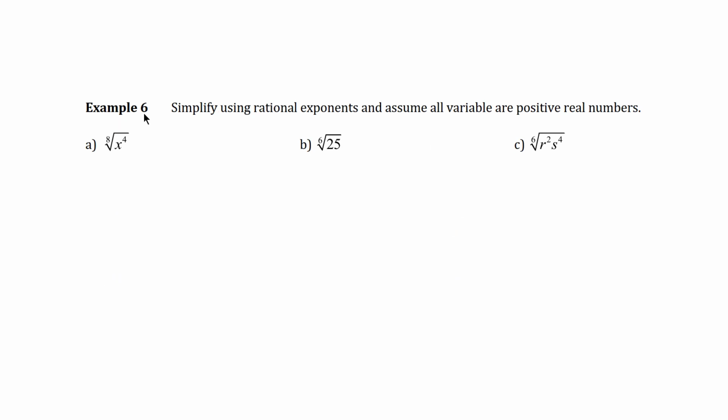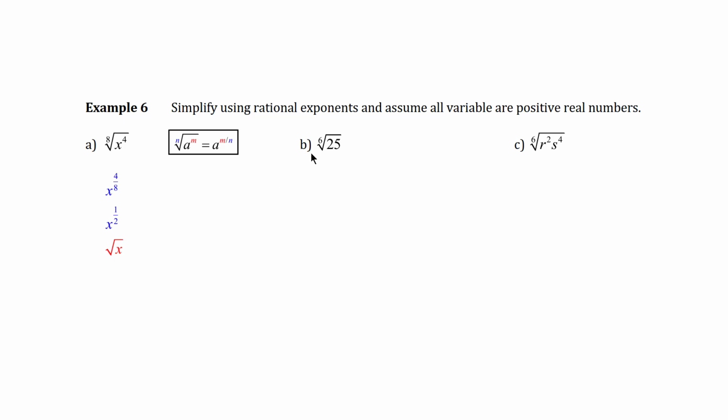In example number 6, simplify using rational exponents and assume all variables are positive real numbers. For part A, we have the 8th root of x to the 4th power. First, we're going to rewrite this as a rational exponent. This would be x to the 4 over 8 power. Next, we reduce the exponent 4 over 8 to 1/2, so I have x to the 1/2 power. Finally, we convert this back into radical notation. This would be the square root of x.